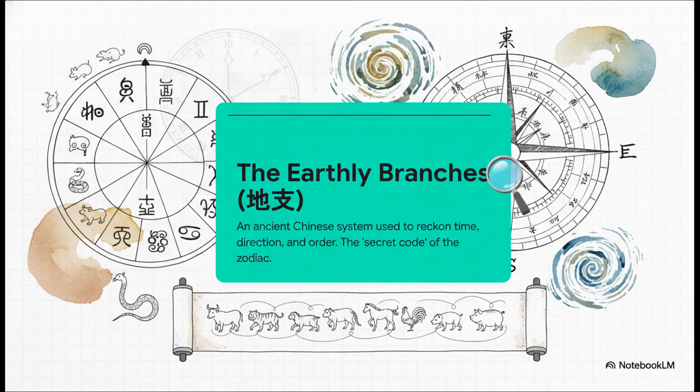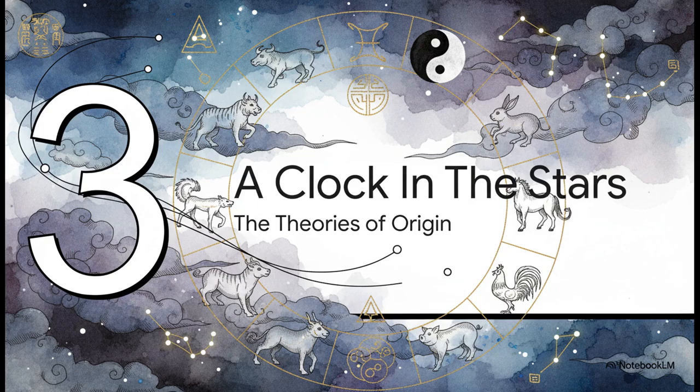So, what exactly are the earthly branches? Well, think of them as the secret code behind the entire zodiac. This wasn't just about animals. It was a seriously sophisticated system for keeping track of, well, everything. Time, direction, the order of the cosmos. And the animals? They were just a brilliant way to help everybody remember this powerful cosmic code. Kind of like a mnemonic device.